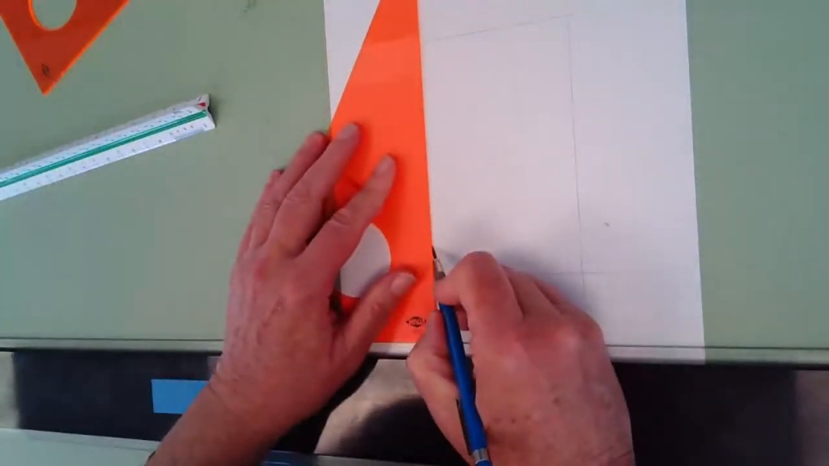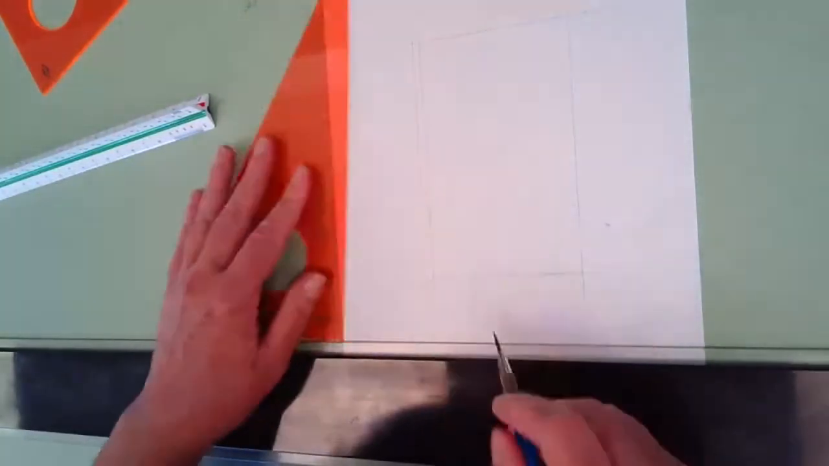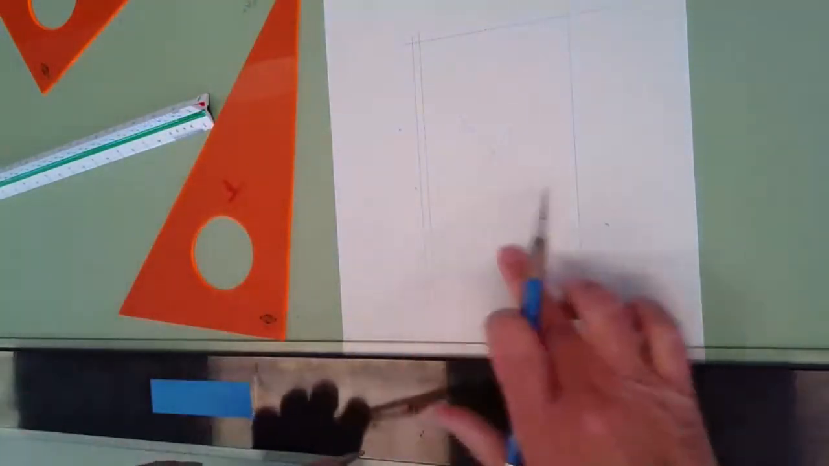And these would be light guidelines for you. I'm just going to draw them dark so you can see them. And it would draw a line down. Then I want 6 inches all the way around.